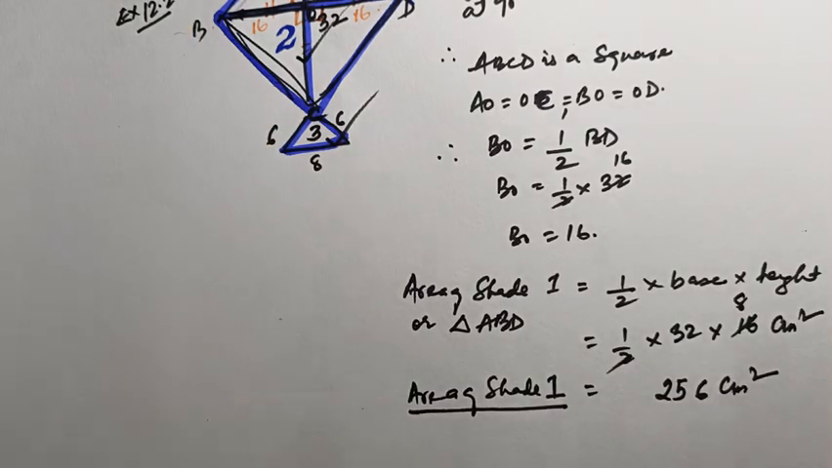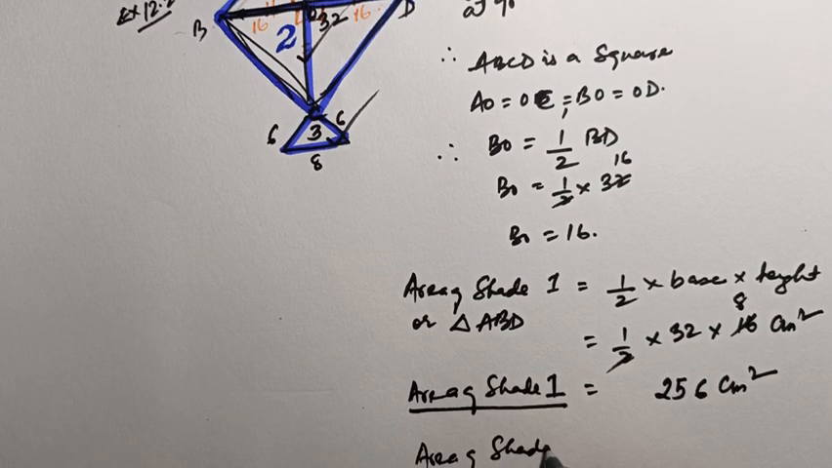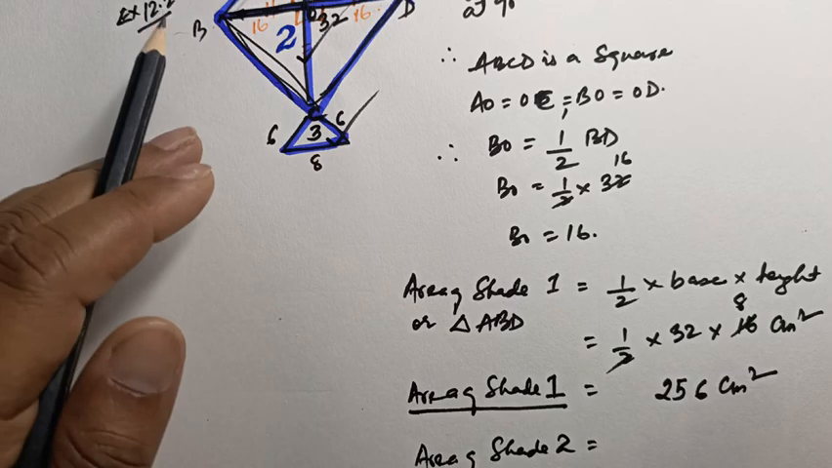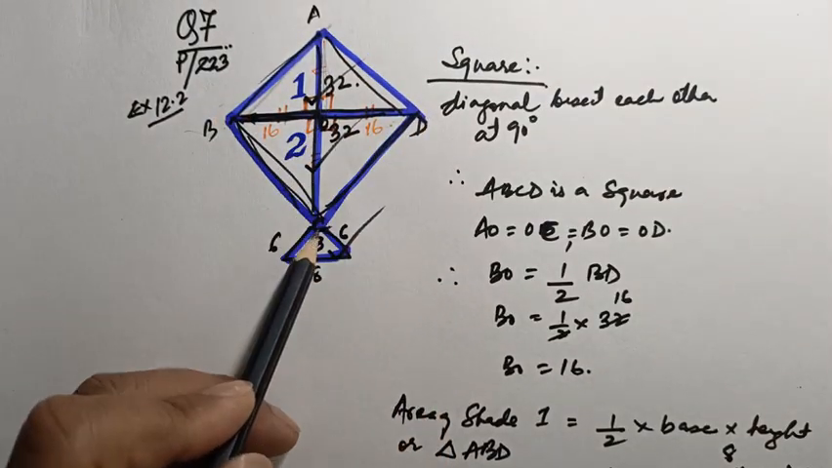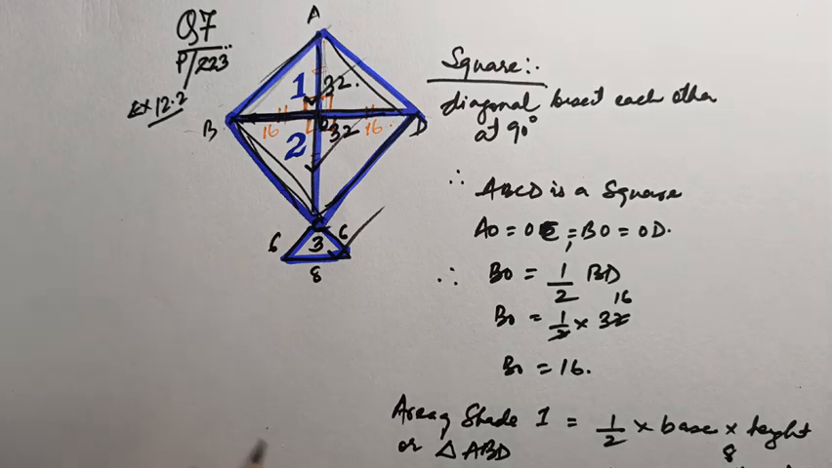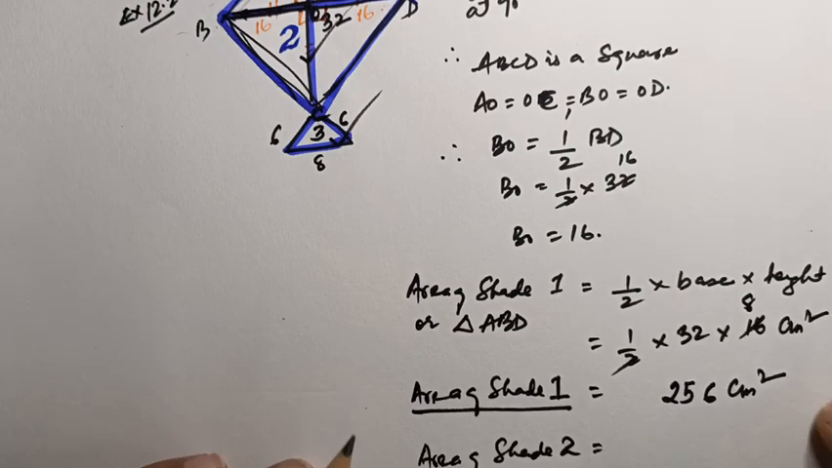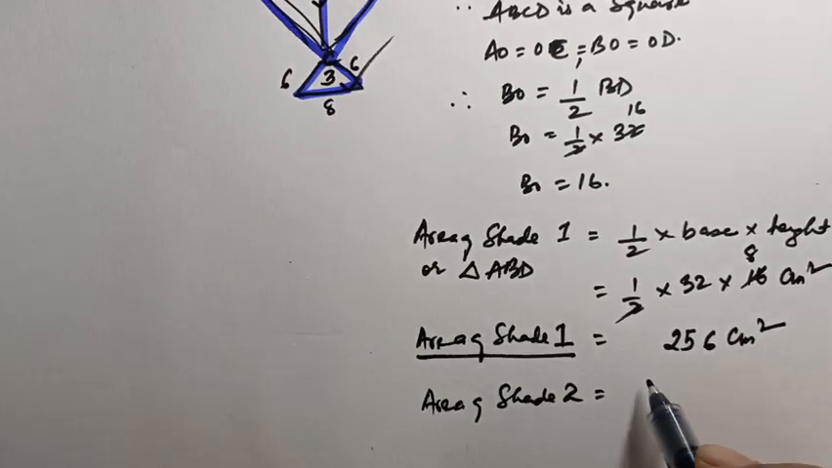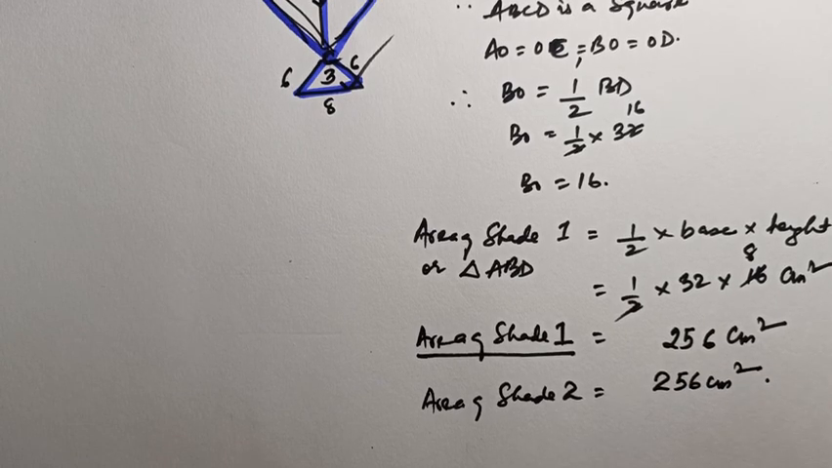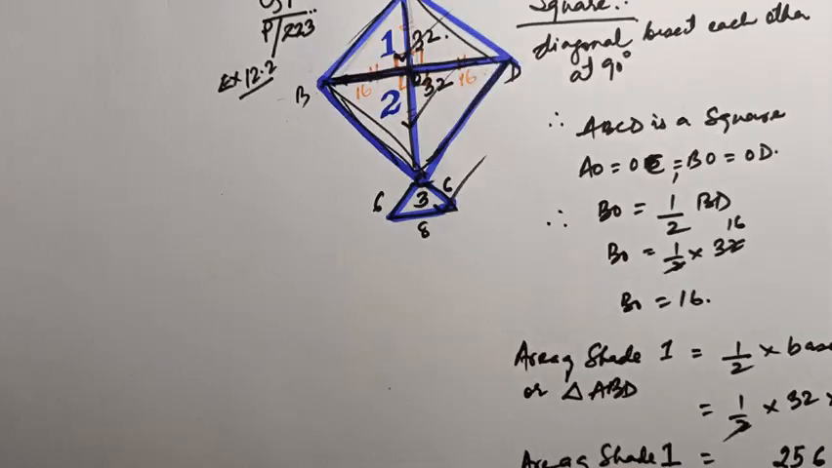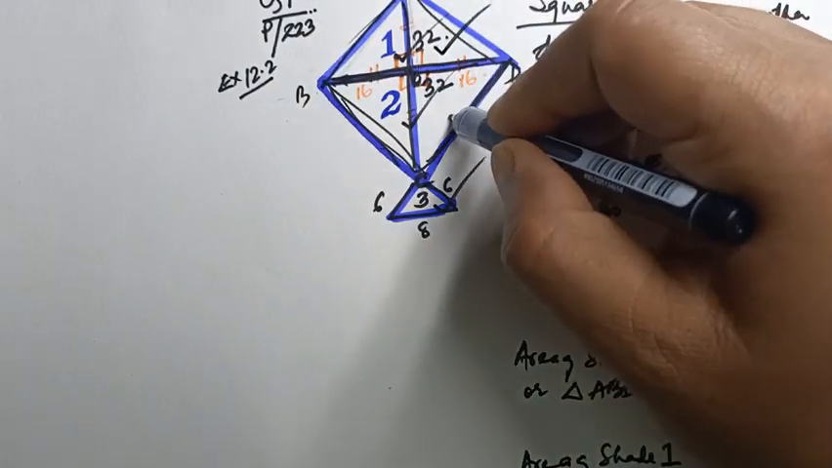If you do area of shade 2, since it's a square, area of shade 2 would also be the same. You can check it out here. This diagonal is 32 and this would be 16, so it is going to be the same area, so you don't need to do that. You can directly write that area of shade 2 also would be 256 centimeter square.